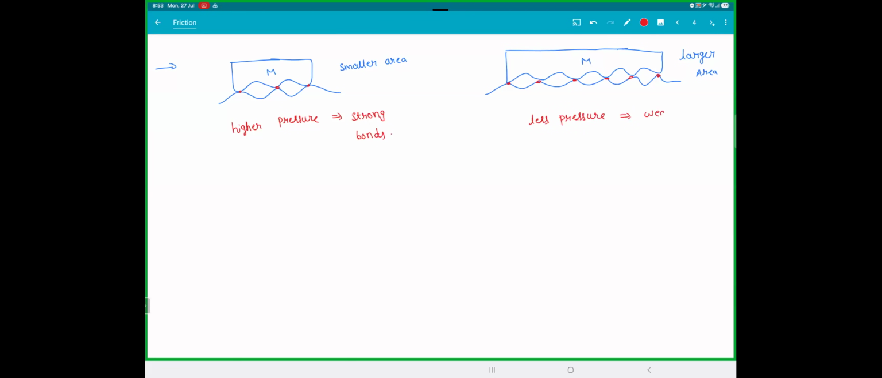So friction is independent of surface area. As long as the weight is the same, it doesn't matter whether you're touching at half the surface area or full surface area. Friction is independent of surface area.